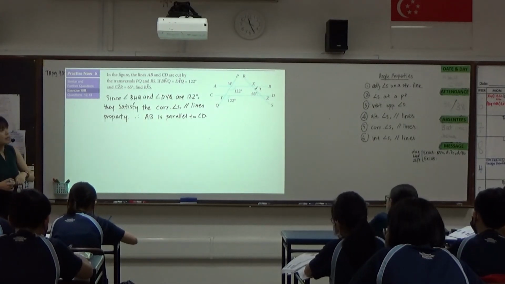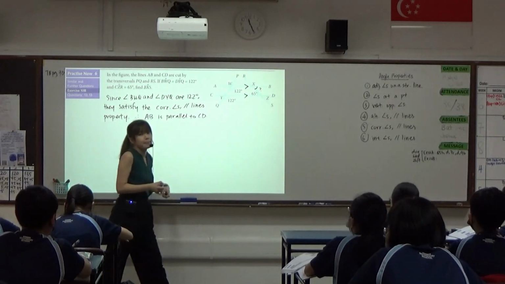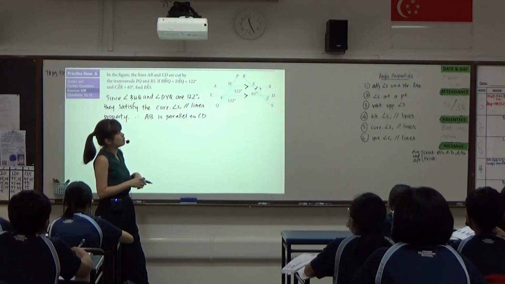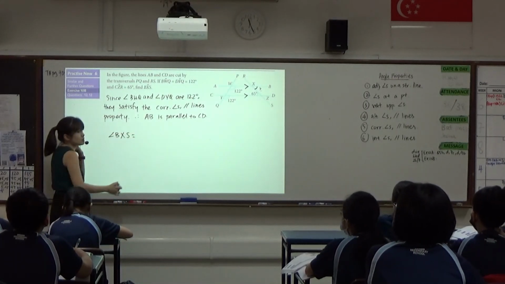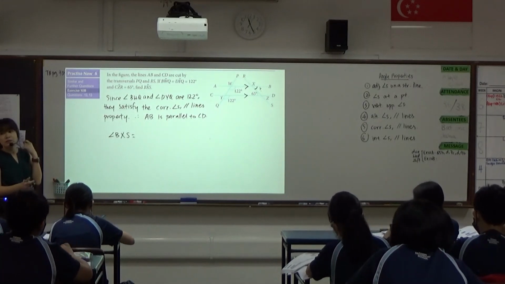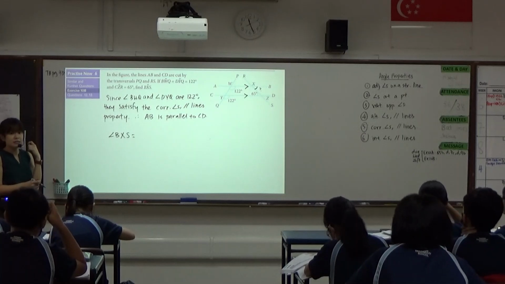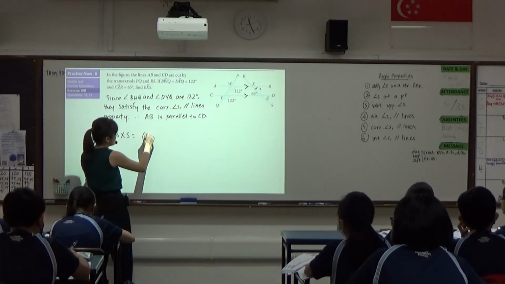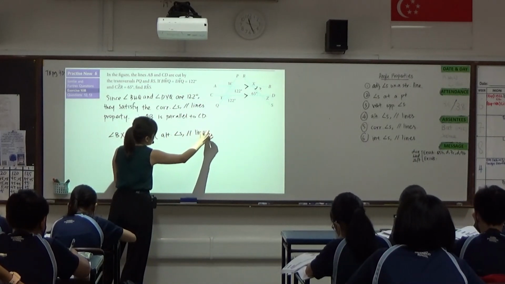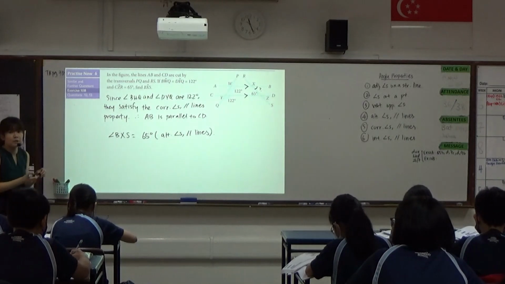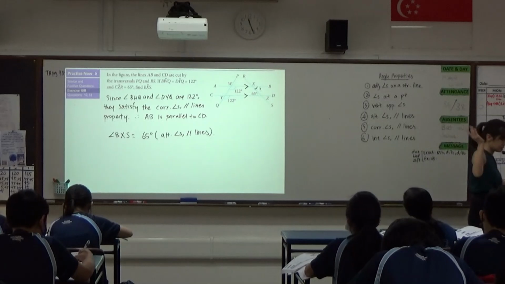Now that we know AB and CD are parallel already, I think we're just one step away from finding out what angle BXS is. So what is angle BXS going to be? What do you think it will be? 65, right? I hope that we are all saying that it's 65 degrees, and that's because of the alternate angles, parallel lines. Questions?